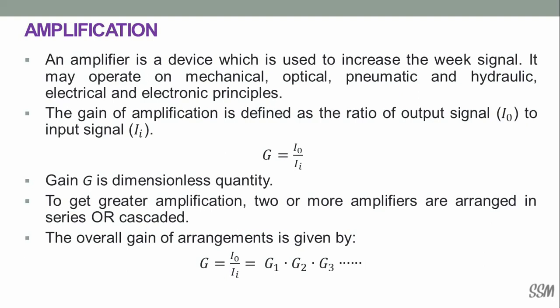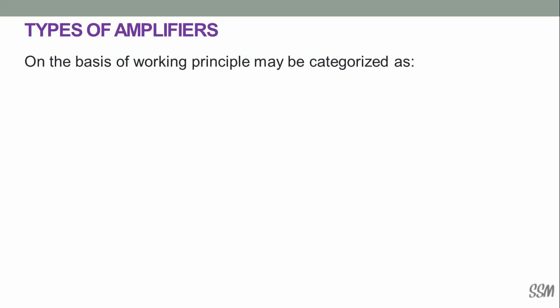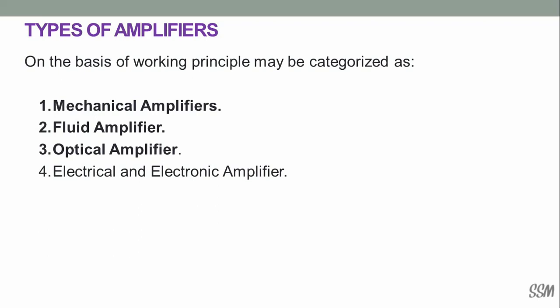To get greater amplification, two or more amplifiers are arranged in series or cascaded. The overall gain of the arrangement can be given by the equation, which is the overall gain of the cascaded amplifiers. Next, we'll discuss types of amplifiers. On the basis of working principle, they may be categorized as mechanical amplifiers, fluid amplifiers, optical amplifiers, and electrical and electronic amplifiers. In this video, we'll discuss the first three amplifiers. Electrical and electronic amplifiers will be discussed in another video.